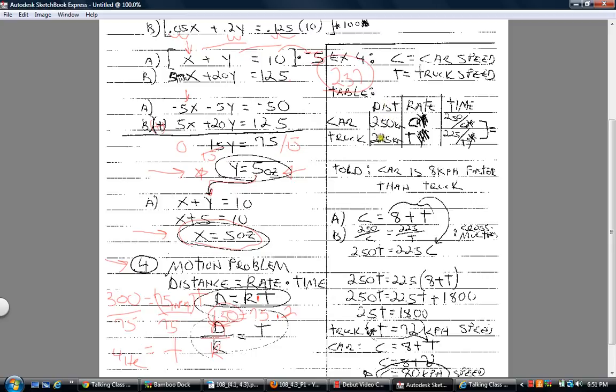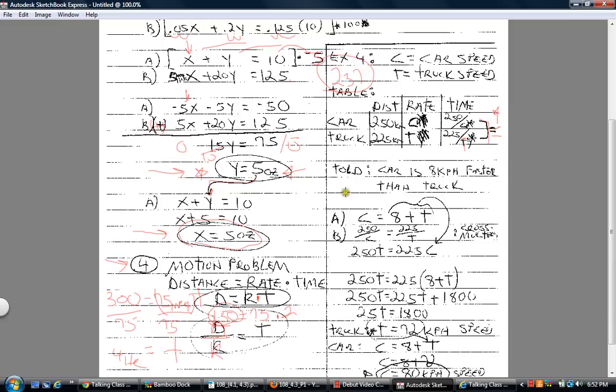Distance: car 250, truck 225. Get organized. Rate: C and T. Time. How can you represent time? Distance divided by rate from down here. So 250 kilometers divided by C for the car, which is the speed of it. 225 is the distance of the truck divided by its speed or rate, which is T for truck. Okay, notice the equal sign means that they are equal.